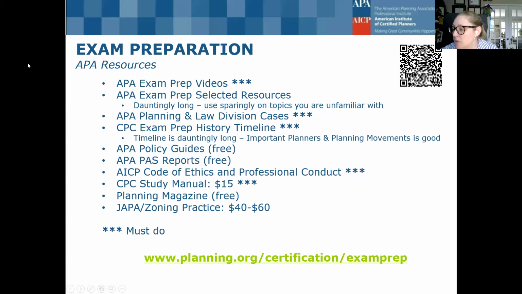Next up here, and you can use the QR code to get a PDF of all of this section. This is something that I created from when I studied the first time. The ones with the 3 stars are like, just do it. APA put out some exam prep videos on their website. It's all free. So go through those videos.